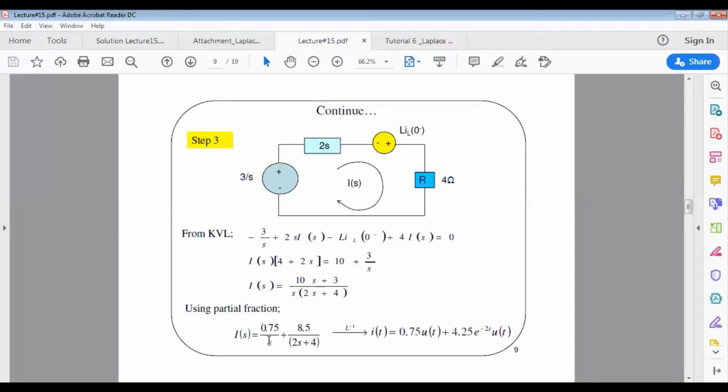So from this partial fraction equation for I(S), you have to do the inverse Laplace transform. When you do the inverse Laplace transform, you are going to get i(t). The i(t) now becomes 0.75 u(t) plus 4.25 exponential of negative 2t u(t). You can prove this on your own by adopting the methods and techniques that we have learned in lecture 14 previously.